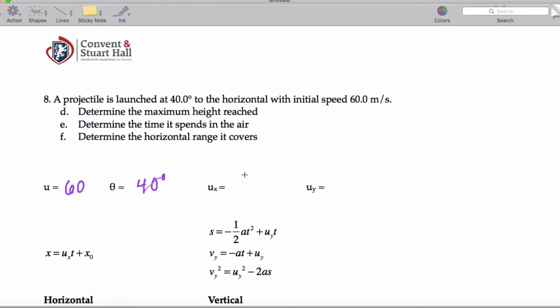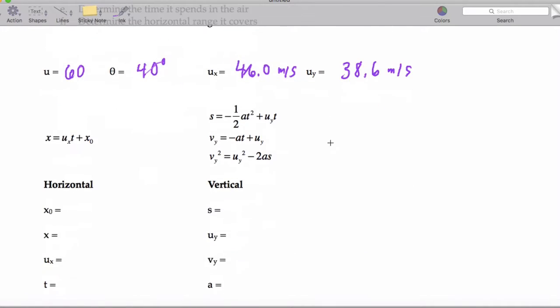So we'll take 40 times the cosine, multiply it by 60. So we're getting 46.0 when we round. That's the x component. And then the y component is going to be 60 times the sine of 40. Again, no big deal. We get 38.6 meters per second.